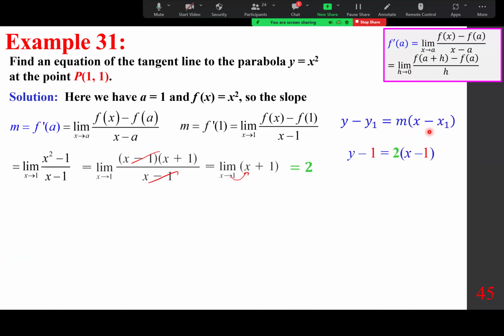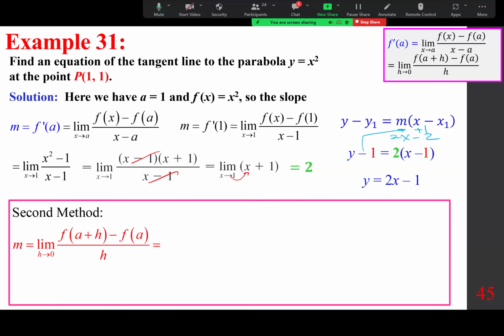And of course, class, this is 2x minus 2, minus 1 goes to the other side, plus 1, and we get 2x minus 1. We are done. We don't have to do the second way. I just wanted to show you using the second method for practice.